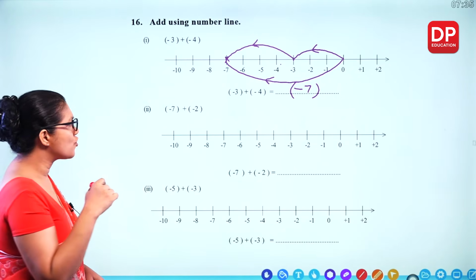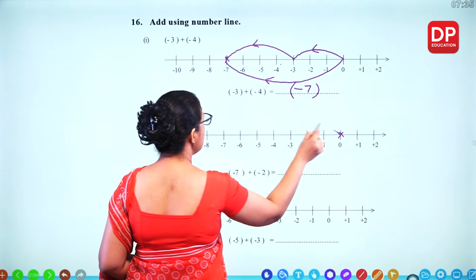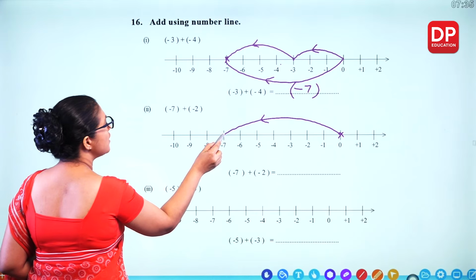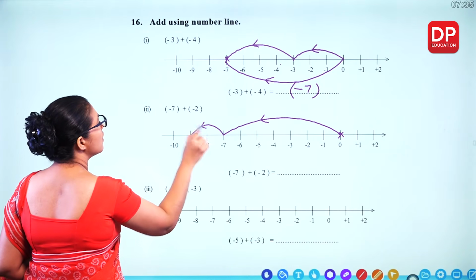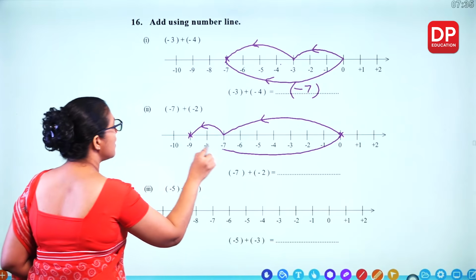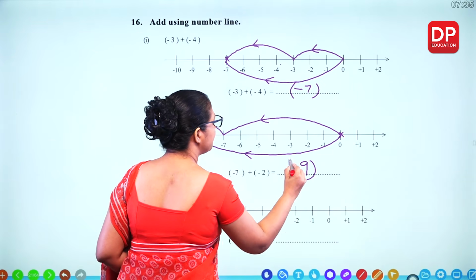Minus 7 and minus 2. So the first position is 0. Minus 7 means this one. Another 2 to the left. Here. So here to here, this is the final position. So you get minus 9.